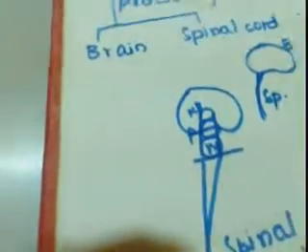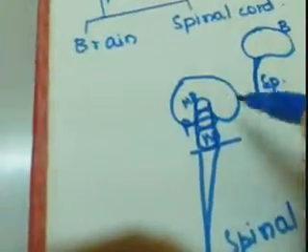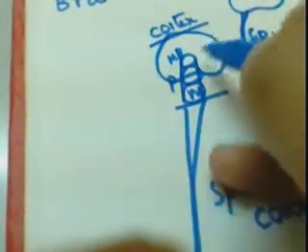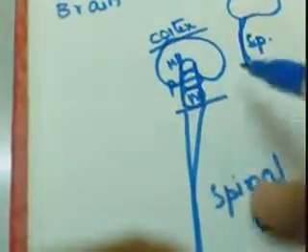So in the CNS you have the brain and spinal cord. In the brain you have the cortex, and you have the brain stem, which includes midbrain, pons, and medulla.